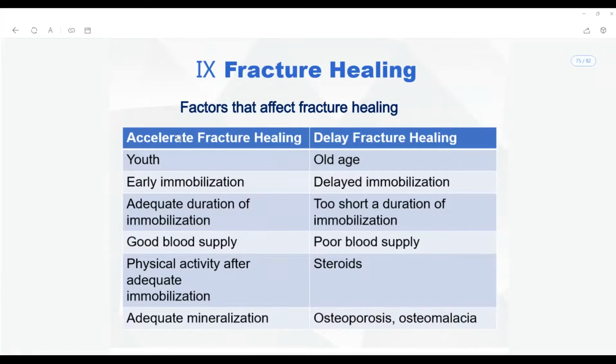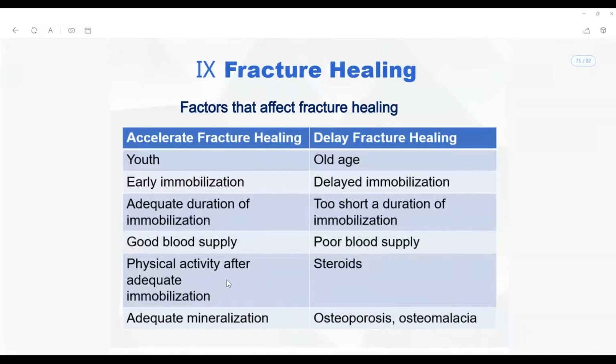Okay, so these are the things that you should remember. I have already explained that youth generally have better fracture healing, and old age generally delays fracture healing. Early immobilization without movement, complete rest, causes good fracture healing. Delayed immobilization causes repeated stress, and it causes delayed healing. Then adequate duration: less time of immobilization, less healing; more time of immobilization, more healing. Good blood supply means good healing and good passage of nutrients; poor blood supply means no passage of nutrients and poor healing.